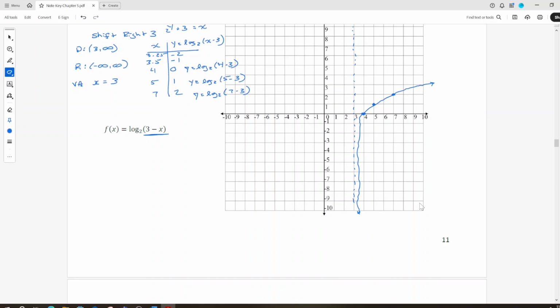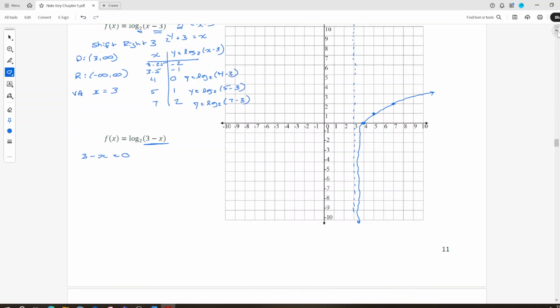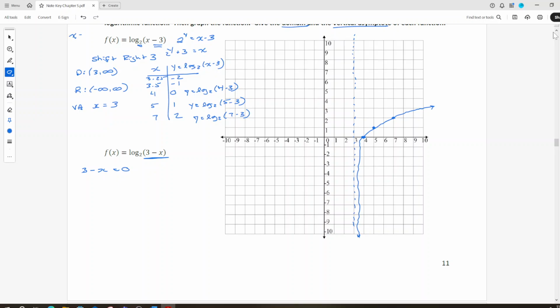I know two things. I know that this cannot equal 0, right? 3 minus x cannot equal 0. Just like for this one, x minus 3 could not equal 0. So x could not equal 3. That's what gave us our vertical asymptote. Our vertical asymptote came because we couldn't take the log of 0. So for this one, I'm just going to add the x, and I'm going to say again that x cannot equal 3. So my vertical asymptote for this guy is still x equals 3.